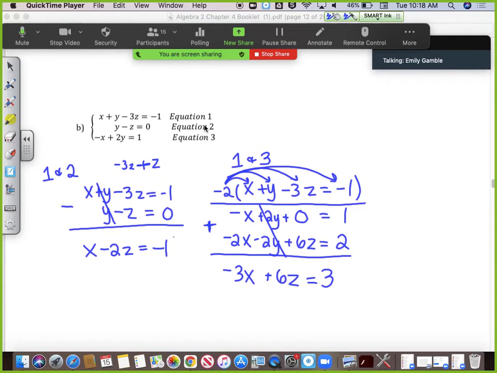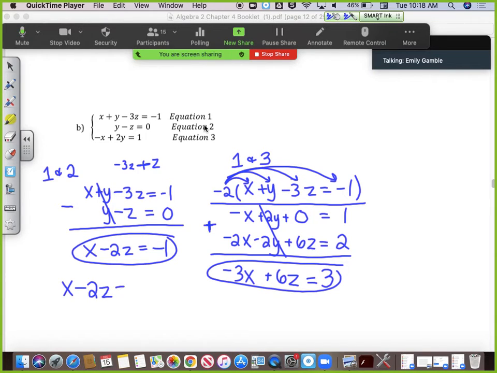What I'm going to do now is take these two equations and solve these two things using elimination, or you could choose substitution, doesn't really matter at this point. X minus 2z equals negative 1. And negative 3x plus 6z equals 3. All right, so at this point, now I only have two variables. This is what we're used to seeing. Hopefully no one's brain is like exploding right now. This is a lot. It's very confusing, and I promise you once we get to the next section, it'll make more sense once we can just put it in the calculator.